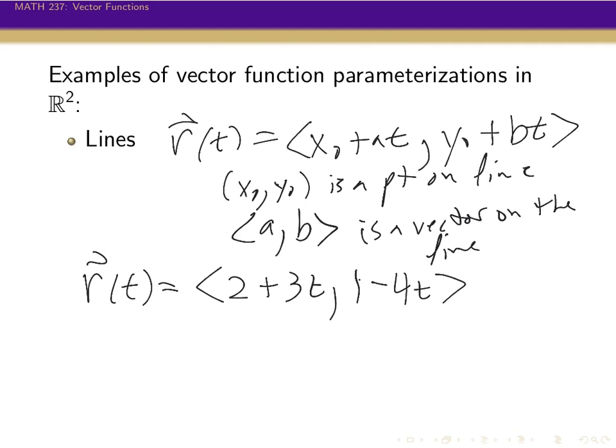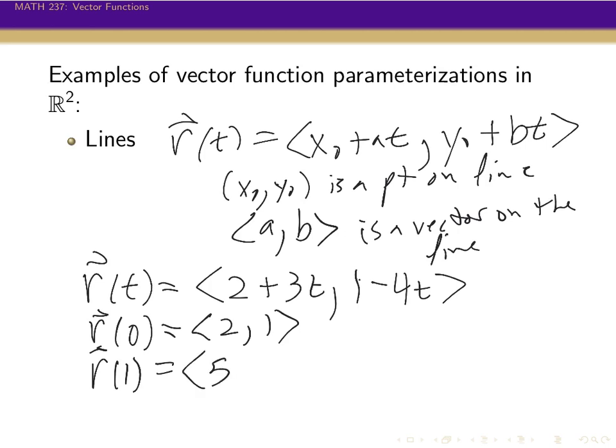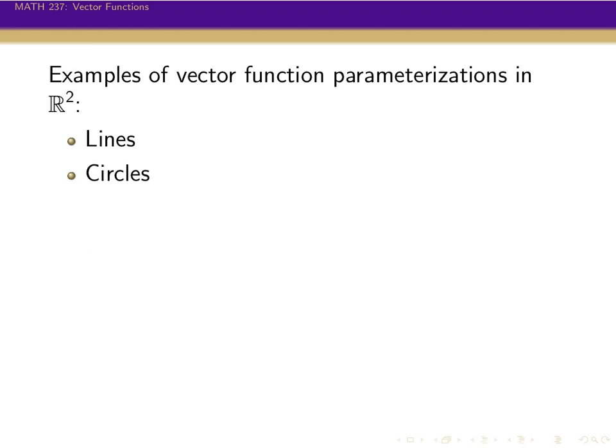And so this is a line that goes through the point (2, 1) and along the vector (3, -4). If we pick different t values, we plug in 0, we're going to get back (2, 1), the point that we started with on the line. If we set t to be 1, well, we get 2 plus 3 is 5, 1 minus 4 is minus 3, and so that's another point on the line. And so we looked at this in the last video.